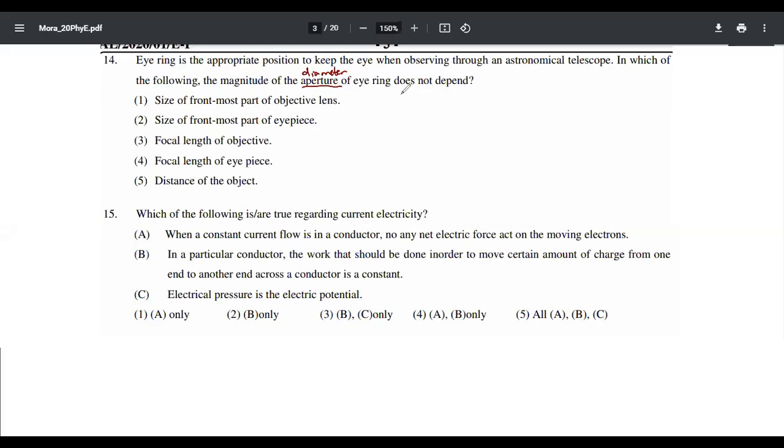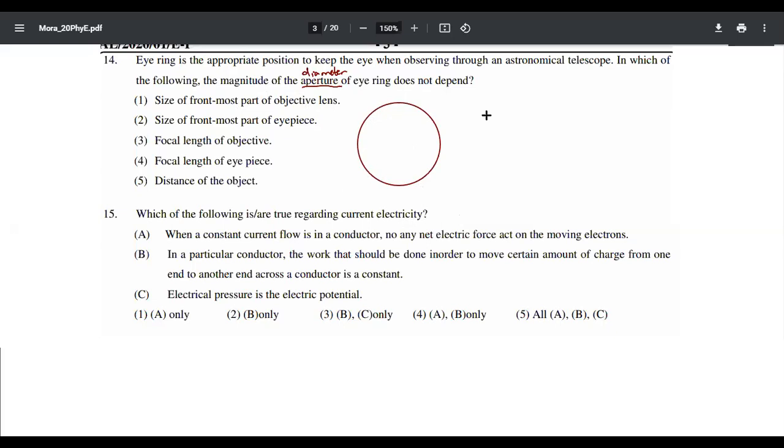What is meant by frontmost part here? Frontmost part means the, now, if you take a lens, it will look like this. This is what they mean, I think. The size of this frontmost part. This is what they mean by that. The diameter, let's say.